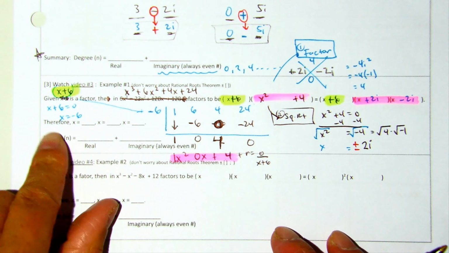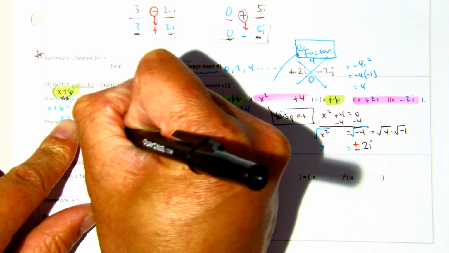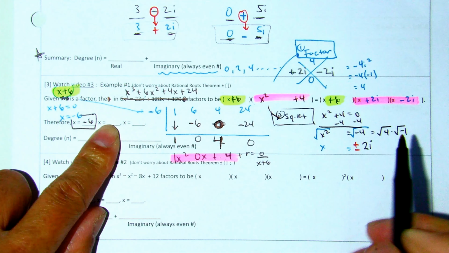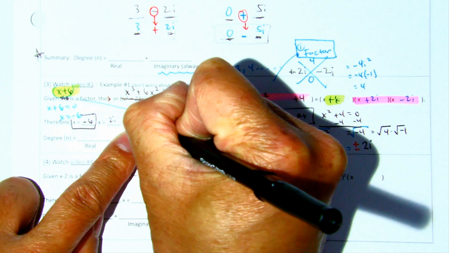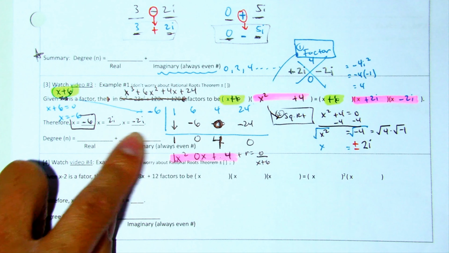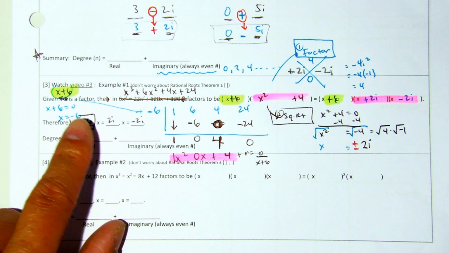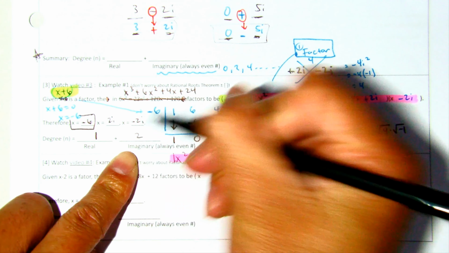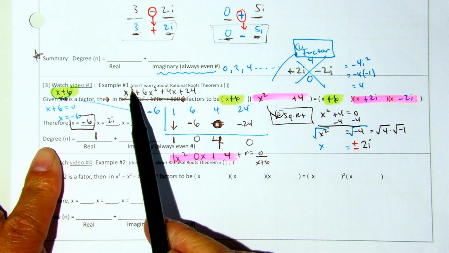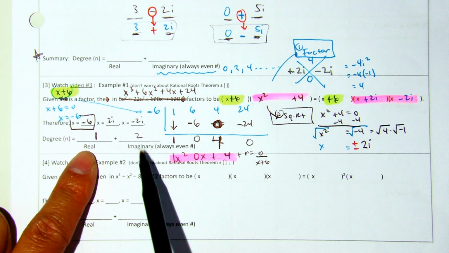So, my 3 solutions are x equals negative 6, x equals 2i, and x equals negative 2i. Class, how many of these are real? 1. How many are imaginary, has i's in it? 2. So, the degree of our polynomial, 3, is equal to 1 real plus 2 imaginaries.